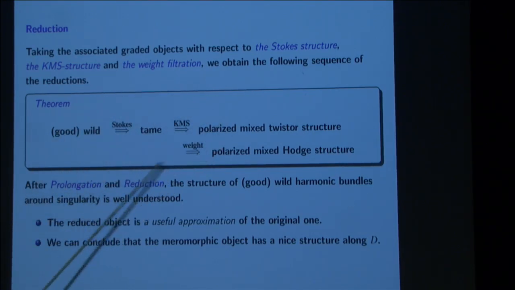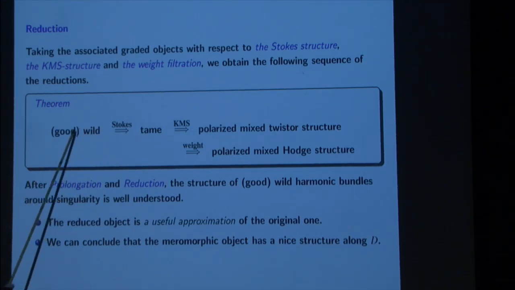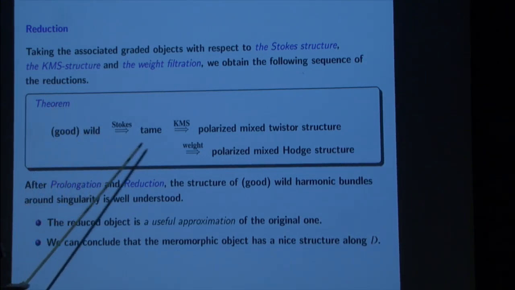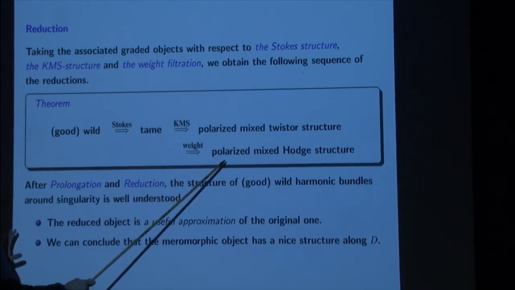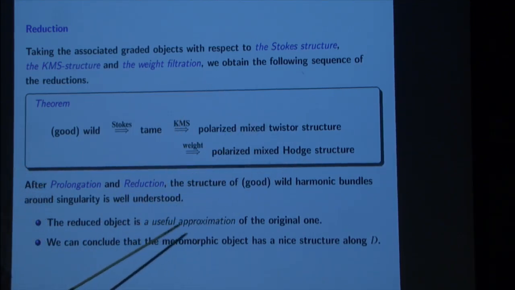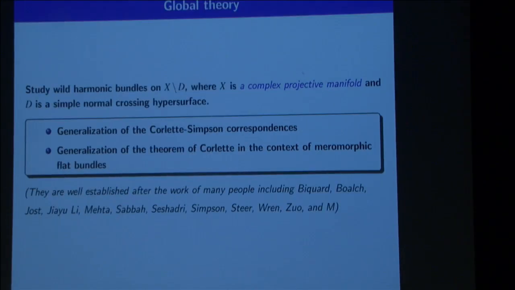So by using this kind of sequence, we can reduce the study of wild harmonic bundles, very roughly, to the study of polarized mixed Hodge structures. And we can conclude the meromorphic object has very nice properties along the hypersurface. So this is a very rough story of the local theory of wild harmonic bundles.